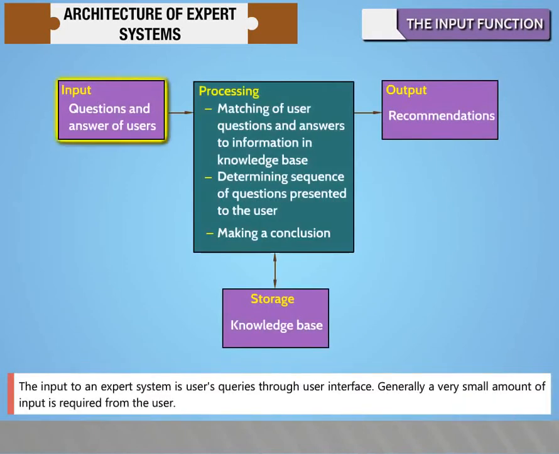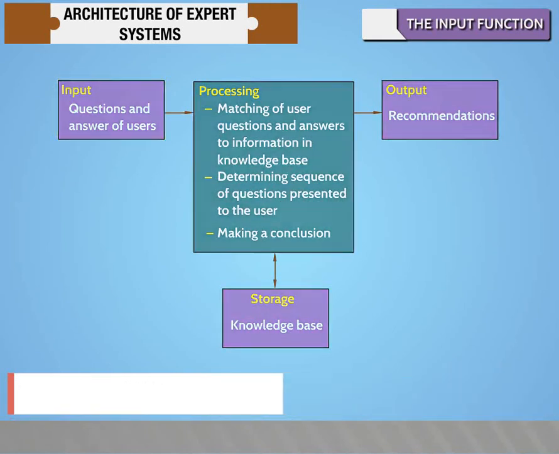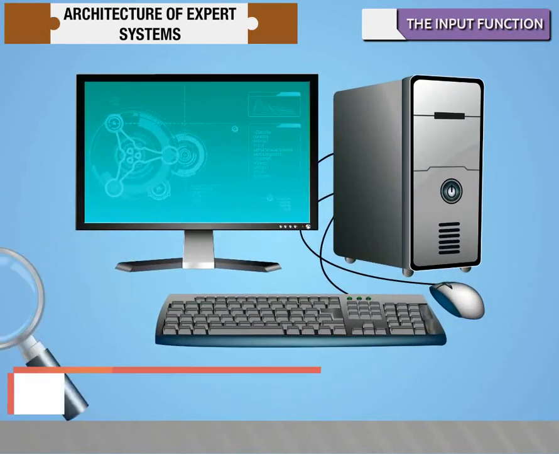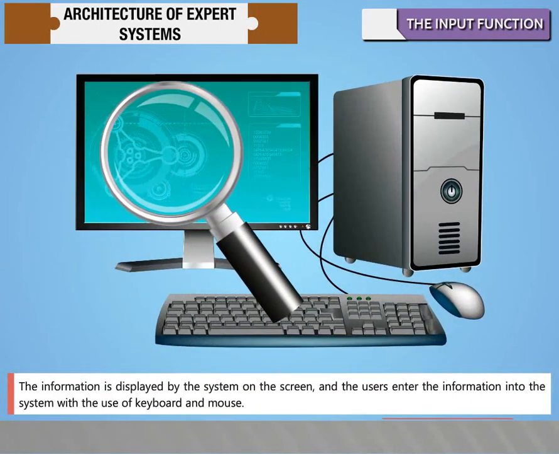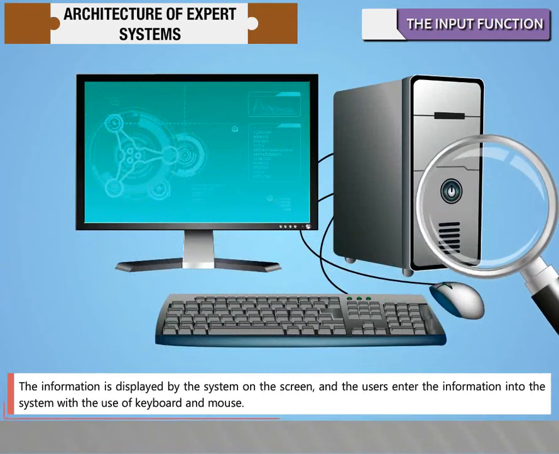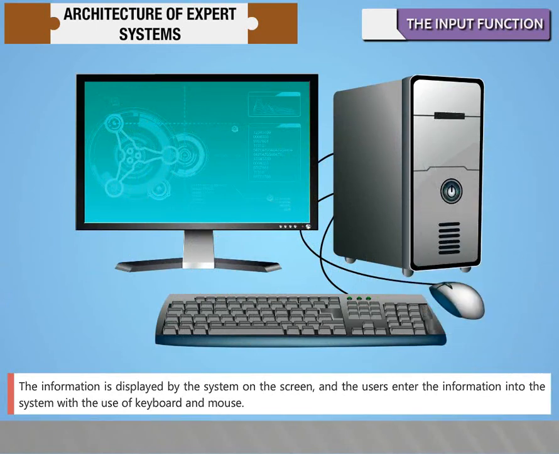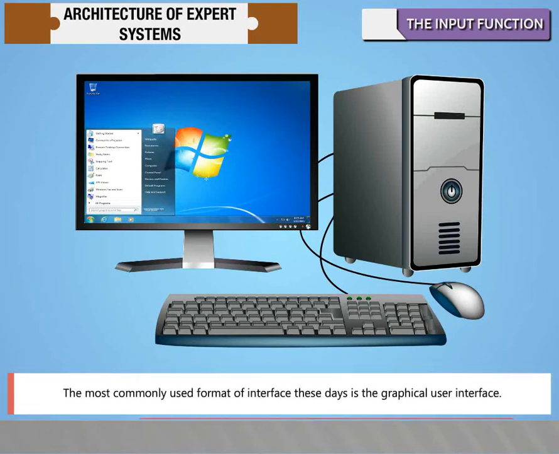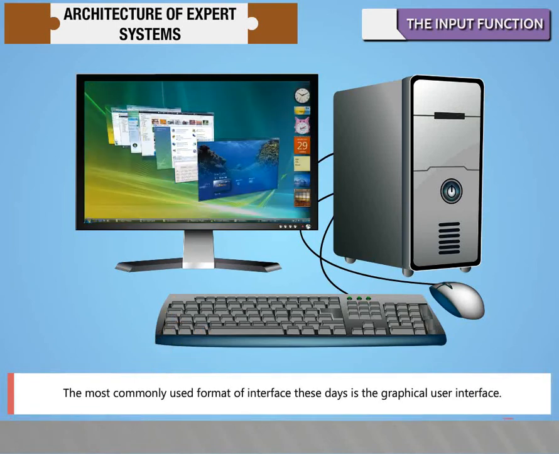The input to an expert system is users' queries through user interface. Generally, a very small amount of input is required from the user. The user interface of an expert system facilitates two-way communications between the system and the user. The information is displayed by the system on the screen, and the users enter the information into the system with the use of keyboard and mouse. The most commonly used format of interface these days is the graphical user interface.